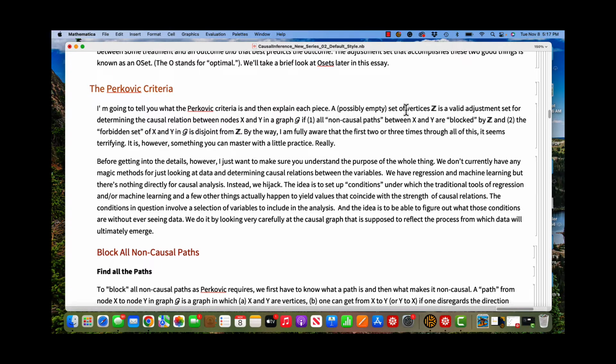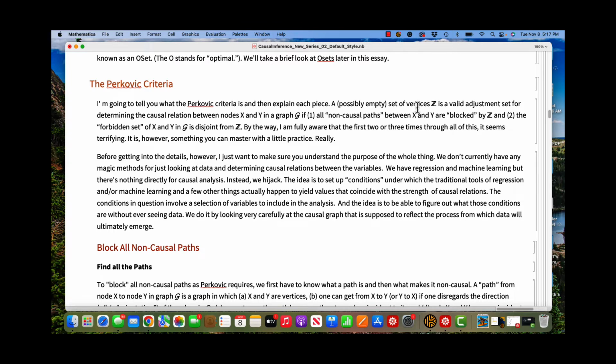A possibly empty set of vertices Z is a valid adjustment set for determining the causal relation between nodes X and Y in a graph script capital G if. Let me just stop there. Let's see what we're trying to see. What we're trying to determine is whether some set of vertices, or nodes really, I should be consistent, is a valid adjustment set in determining the causal relation between nodes X and Y in a graph G.